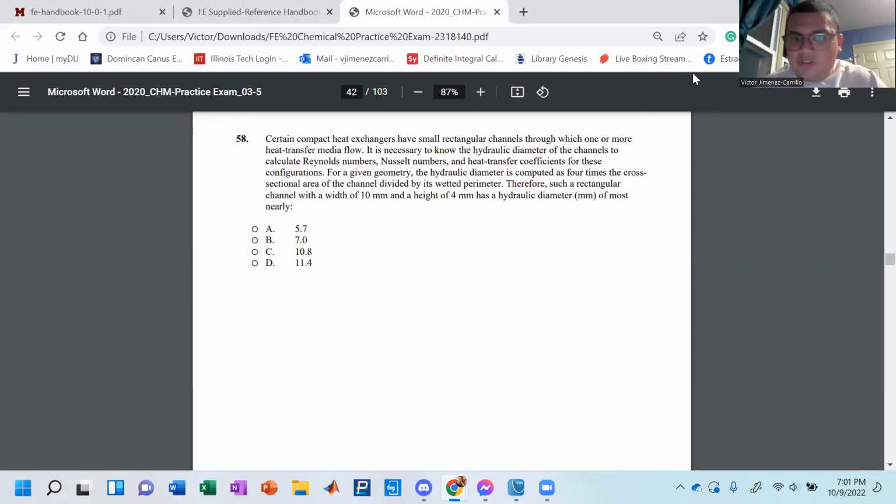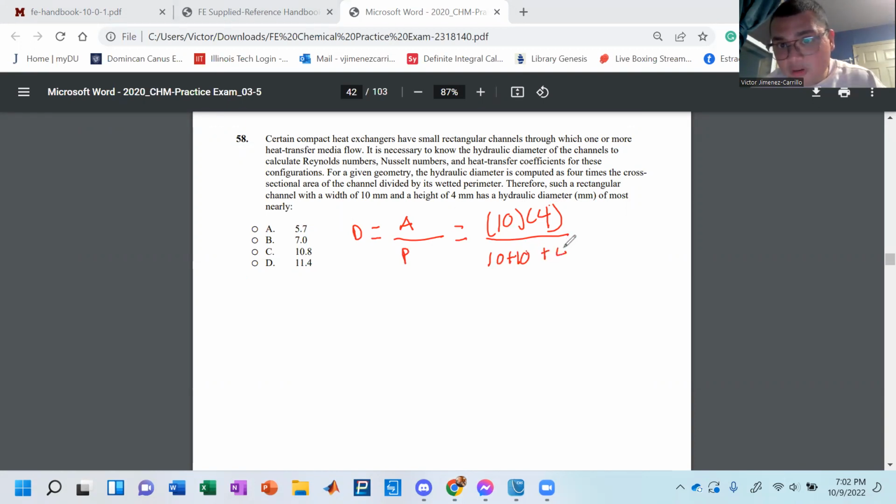So the most important part of this question is actually just reading what it's telling you to do. It is literally saying that the hydraulic diameter, I'll just call that D, is equal to the cross-sectional area divided by perimeter. In this case, we have a rectangle, and the area of a rectangle should not be a surprise. It's just length times width divided by the perimeter of a rectangle, which is just 10 plus 10, because the rectangle has 2 widths and 2 lengths. 4 plus 4.